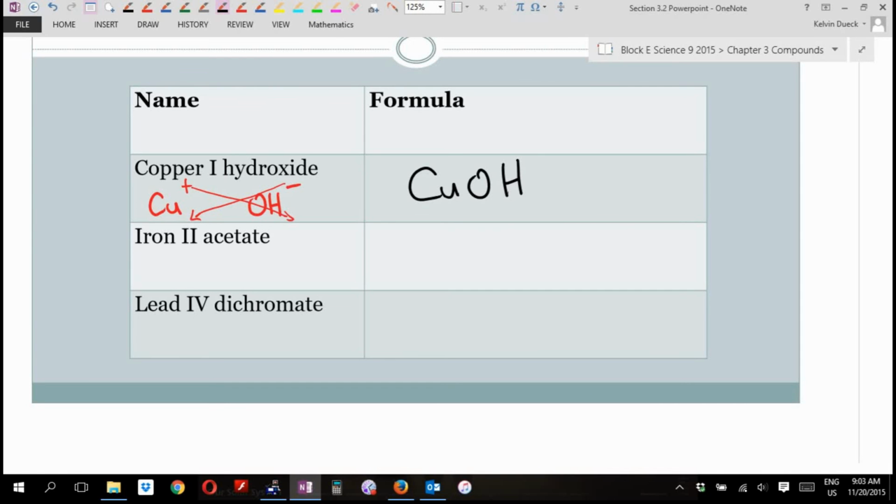What do we put for the positive and negative ion? In the formula, we don't care about the plus or minus. We just want to care about how many you need. And the crisscross trick tells us how many we need.